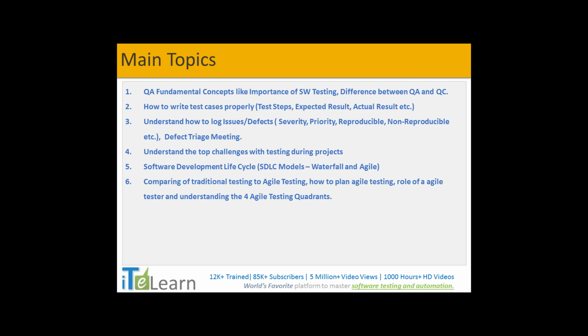So this is the next point: comparison of traditional testing to agile testing, how do you plan your agile testing, what are the roles of testers, and understanding the 4 agile testing quadrants. Then we'll talk about different testing methodologies like black box, white box, gray box testing, as touched upon, some of them, in the orientation.